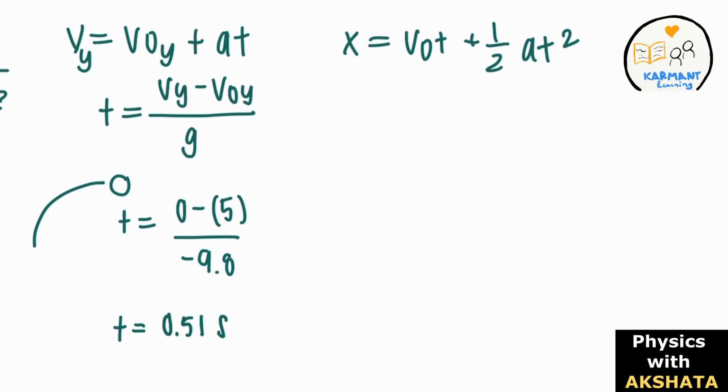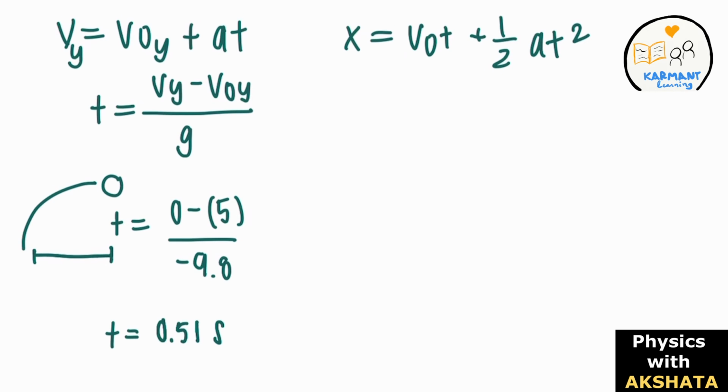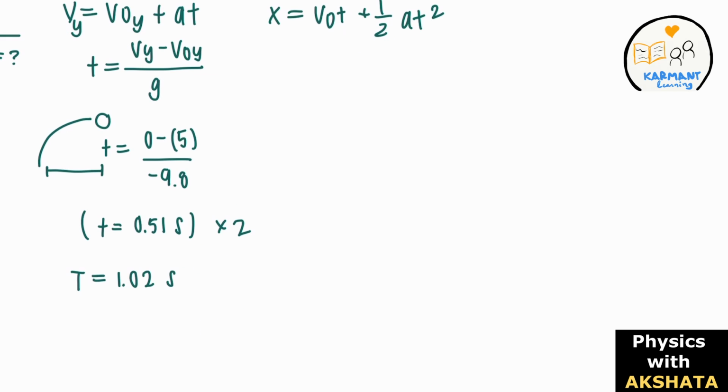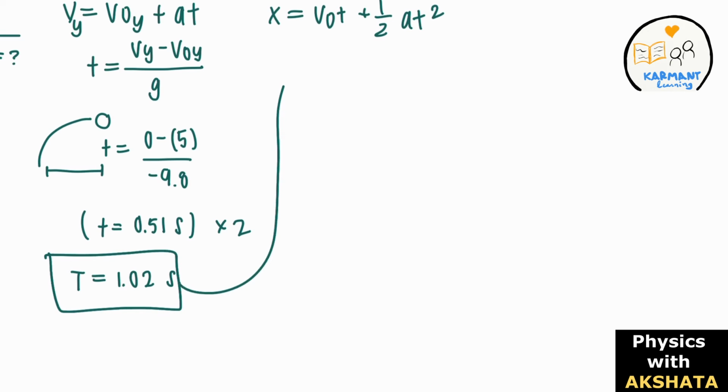But there is a trick here. We've only calculated how long our ball travels halfway. We need to actually multiply this quantity by 2 because we want to find the entire time it takes to hit the ground. So our total time would be 1.02 seconds.